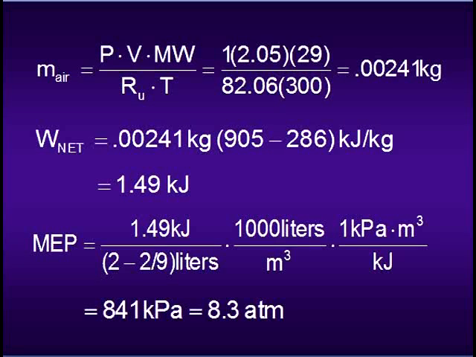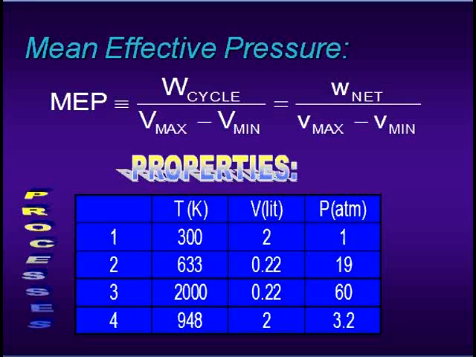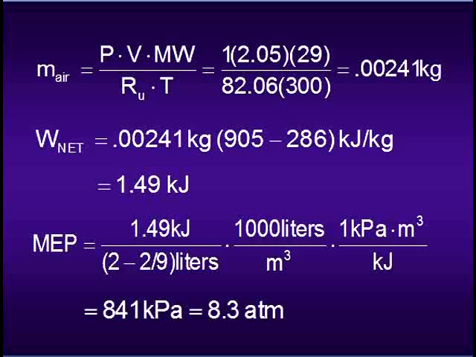So if we calculate for this cycle here, where we have all these properties, and we plug in to find the net work for that particular situation, 1.49 kilojoules divided by the delta V should give us the mean effective pressure. And in this particular instance, it's 8.3 atmospheres.